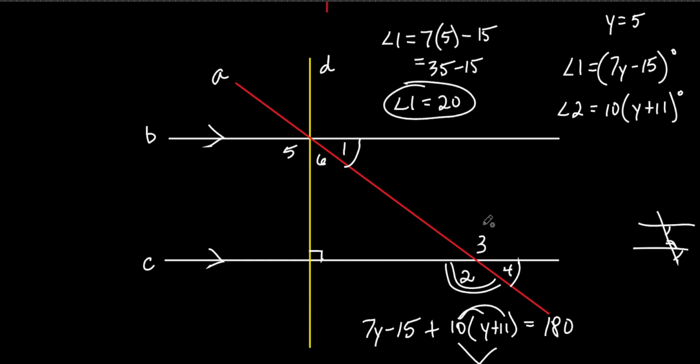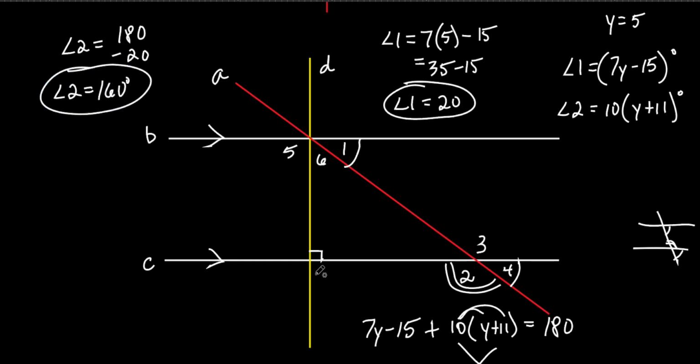What did we say about angles 1 and 2? They're supplementary, right? So I could plug y in for this if I wanted to, and that'd be fine. It wouldn't be that hard. But I could also remember that 1 and 2 are supplementary. So if angle 1 is 20, then angle 2 is what? It's 180 minus 20, which is 160. So angle 2 is equal to 160 degrees. All right, so that's 2 of them.